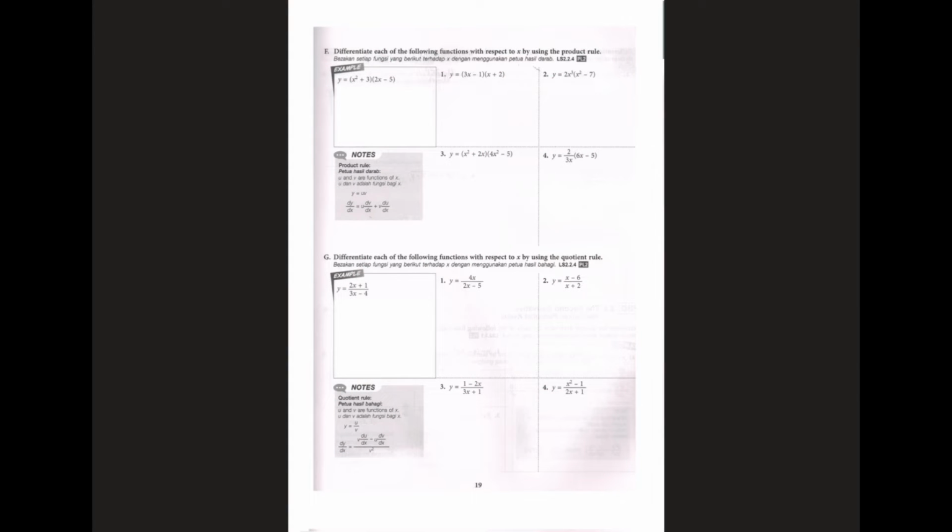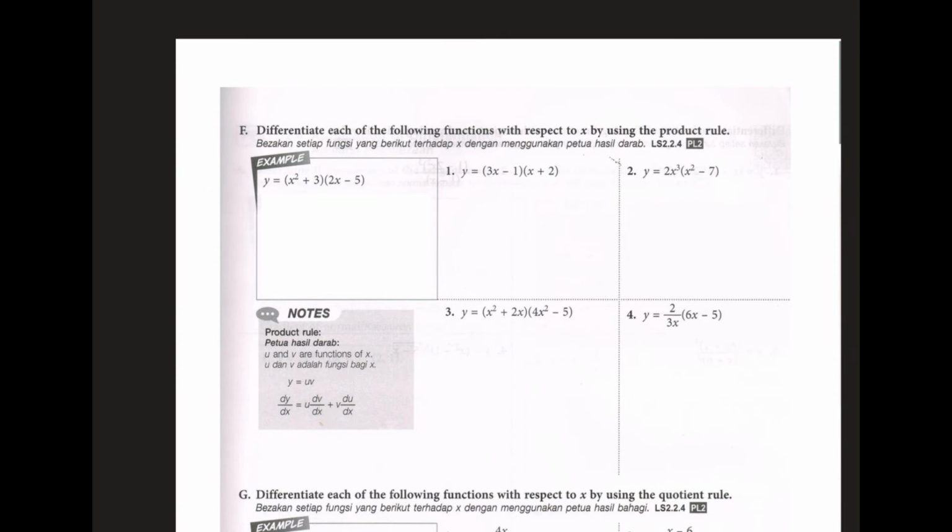Okay, so let's see F. Differentiate each of the following functions with respect to x by using the product rule. Okay, so what is the product rule? We need to understand it first.